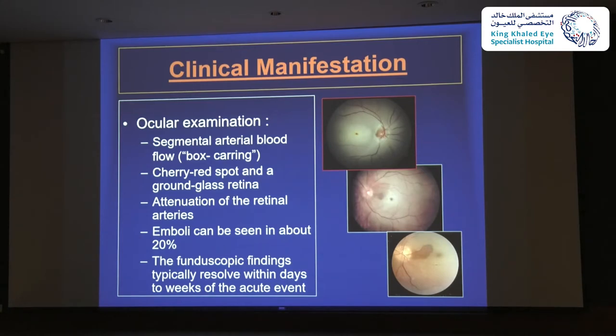The examination is mostly characterized by box-carring, segmentation of the arterial blood flow, and the cherry red spot as we see in these patients, attenuation of the arteries as we see here, all these blood vessels getting attenuated, and emboli could be seen in 20% of the patients. The fundoscopy findings typically resolve within days to weeks of the acute event. So when you have a patient with central retinal artery occlusion, everything might look normal in your pictures, but the vision of the patient is very poor.